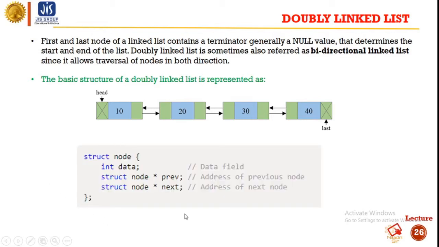This is the structure part. How to create a node, how to define a struct of node. This is struct node, int data, struct node pointer prev, and struct node pointer next. This is the address of the previous node and this is the address of the next node.